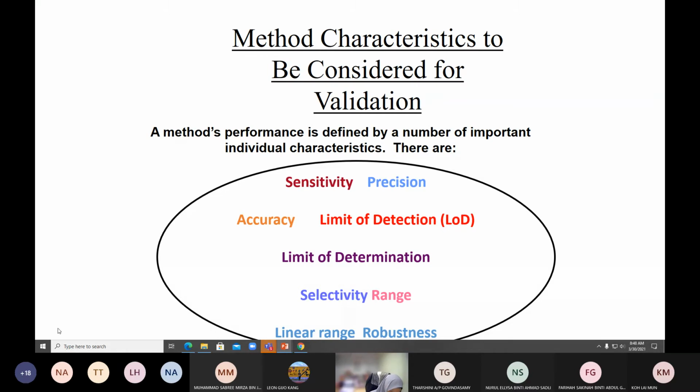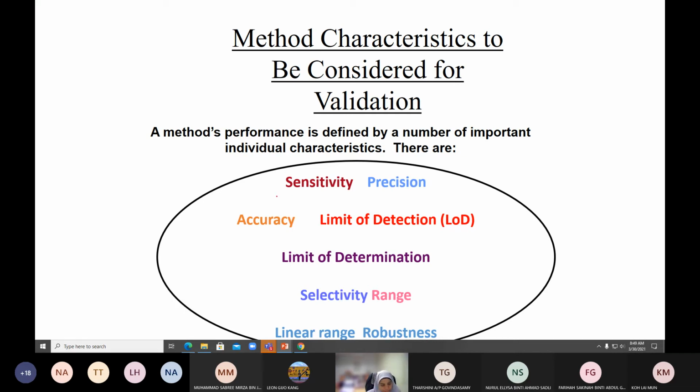Where is my pointer here? Cannot see. Okay, never mind. I cannot write anything because my pointer suddenly went missing.